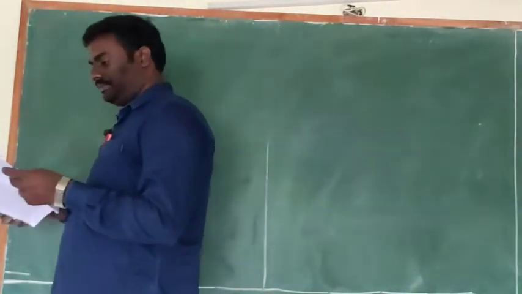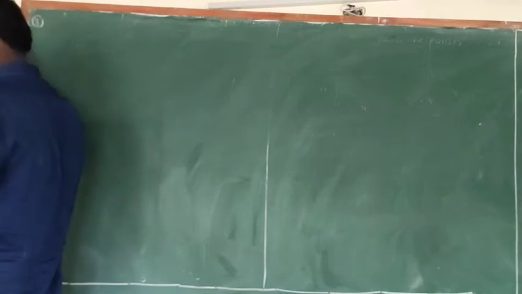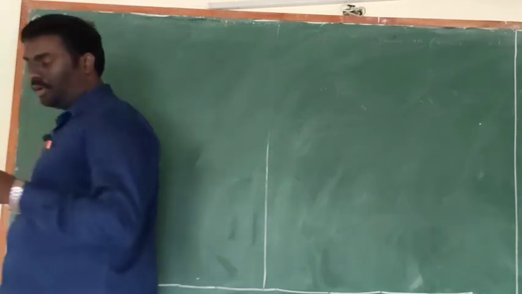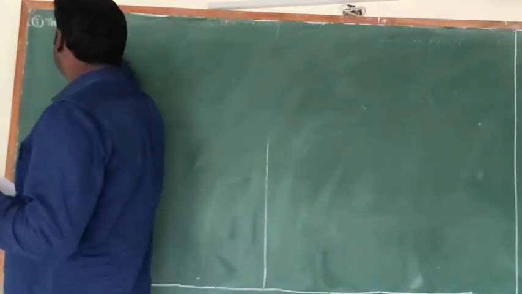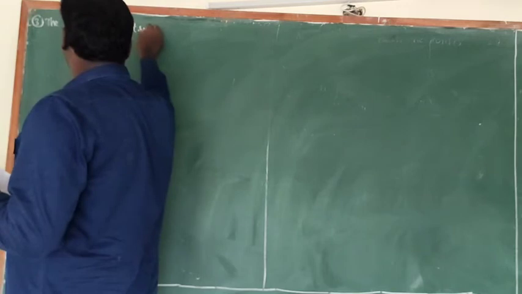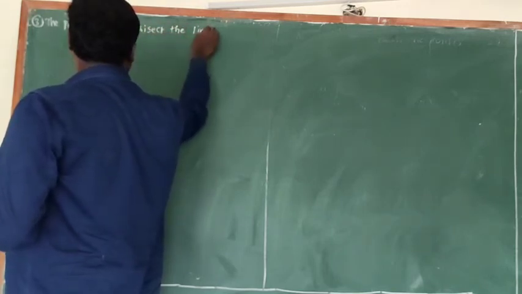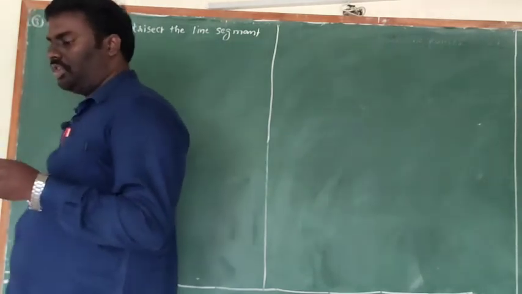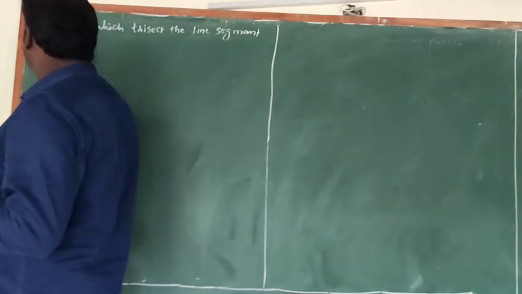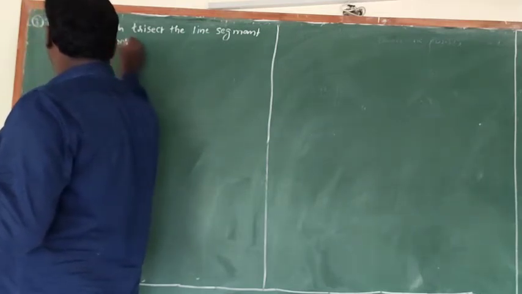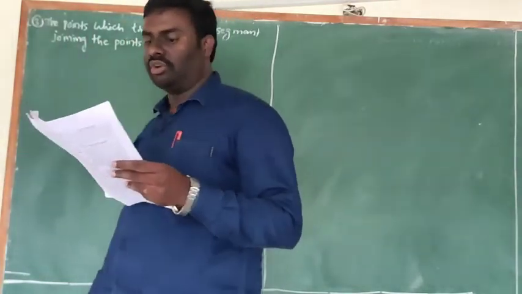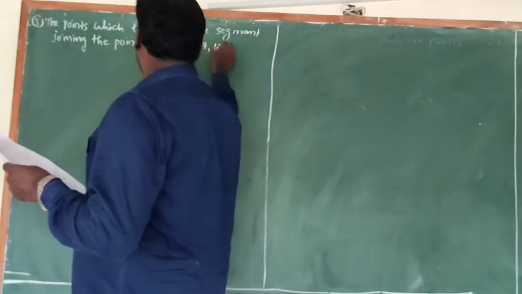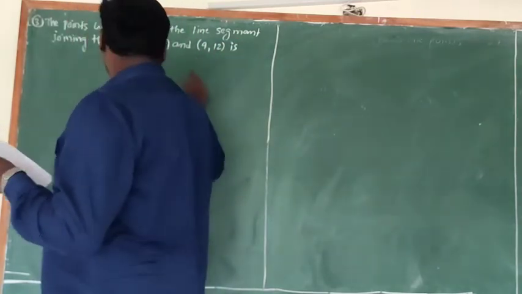Next, third question. The points which trisect the line segment joining the points 0, 0 and 9, 12.